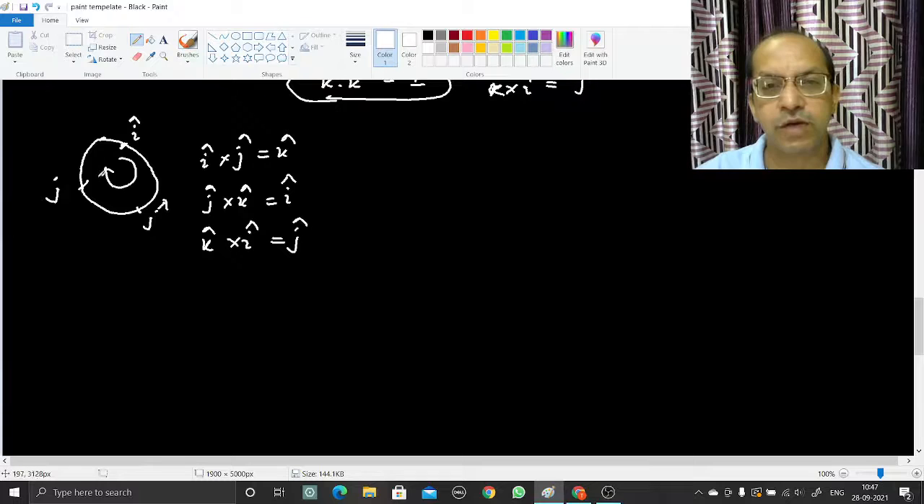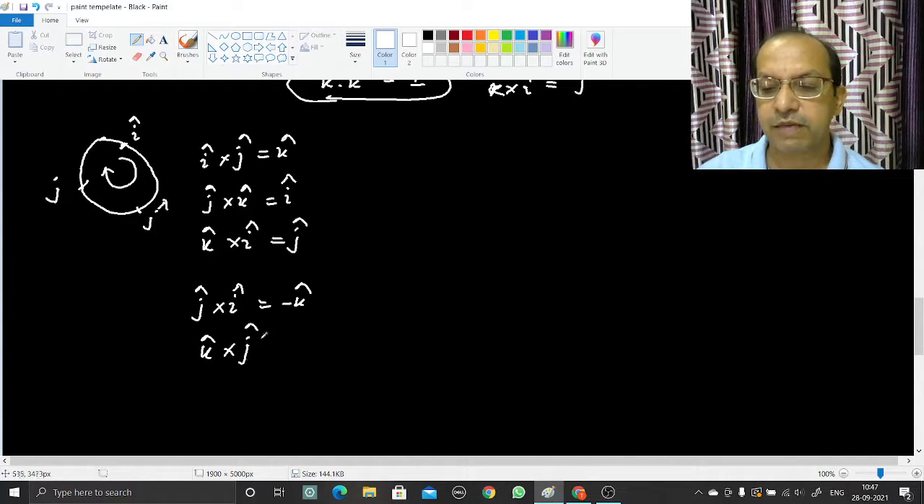If we go in the other direction, that means the reverse direction, j cap cross i cap equals minus k cap, and k cap cross j cap equals minus i cap, and i cap cross k cap equals minus j cap.